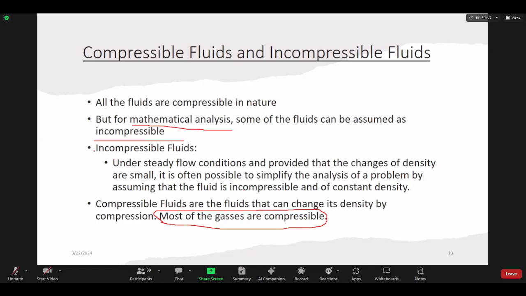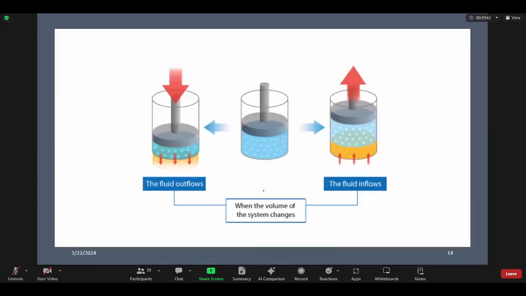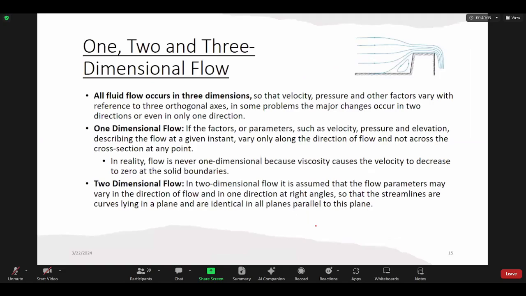Incompressible means it should be an ideal gas or ideal liquid. Okay, so these are the things we have discussed using this sketch. This is the piston, and how to vary the density and volume after applying this force. Okay, we have discussed.